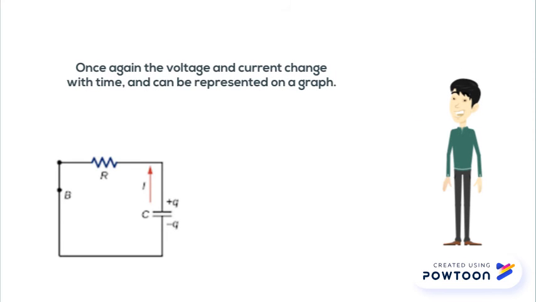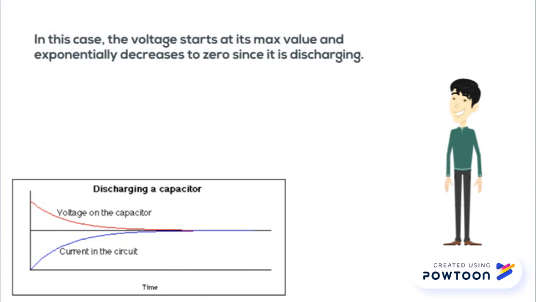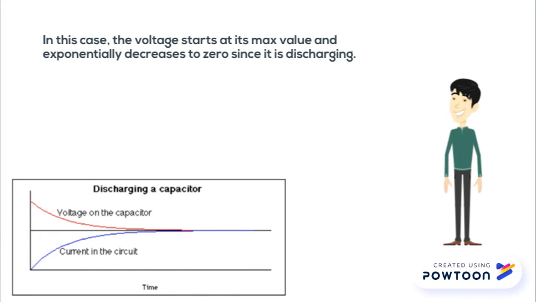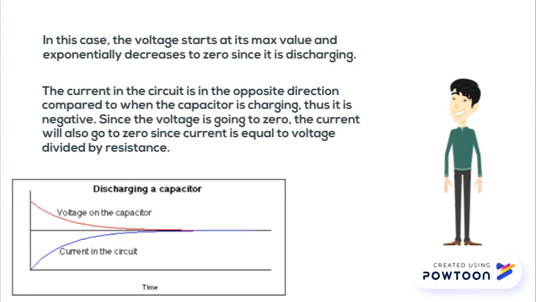Once again, the voltage and current change with time and can be represented on a graph. In this case, the voltage starts at its max value and exponentially decreases to 0 since it is discharging. The current in the circuit is in the opposite direction compared to when the capacitor is charging, thus it is negative. Since the voltage is going to 0, the current will also go to 0 since the current is equal to the voltage divided by resistance.